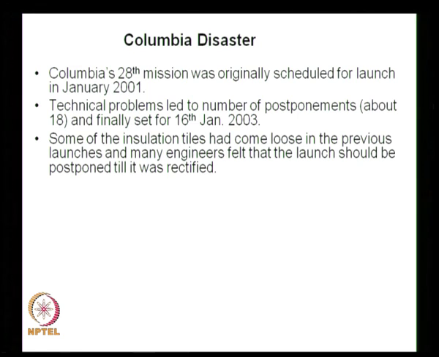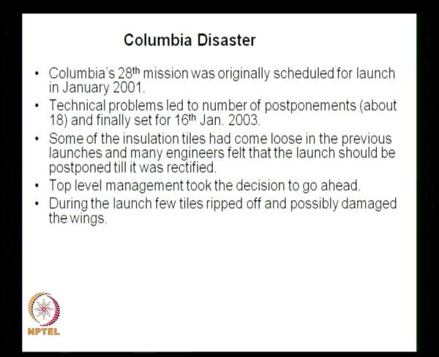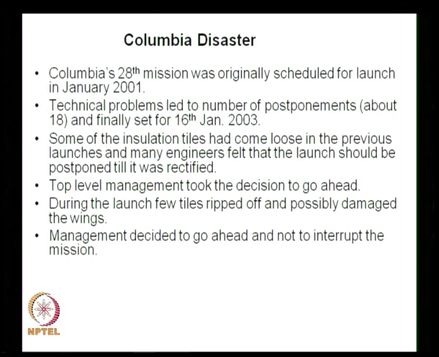But there were so many delays, and the management was not in favor of one more delay, and therefore they wanted to take a risk, or analyze the risk involved and then take a decision. So, the top level management took the decision to go ahead considering various reasons, but during the launch a few tiles ripped off and possibly damaged the wings. Initially there were some damages, but during the takeoff a few more tiles actually ripped off from the surface, and probably hit the wings of the vehicle, and again management decided to go ahead and not to interrupt the mission.